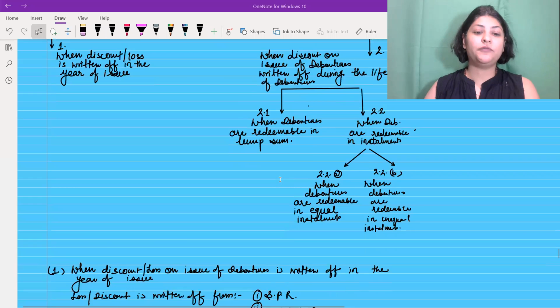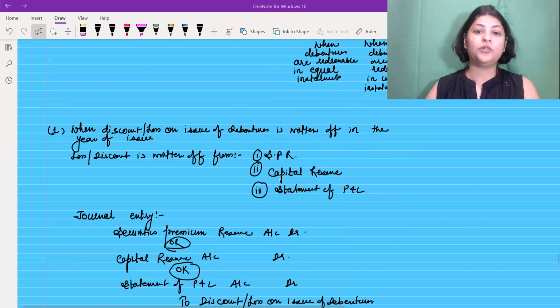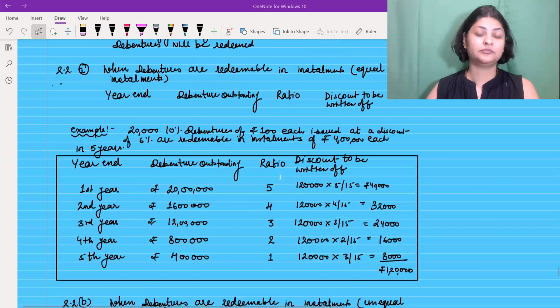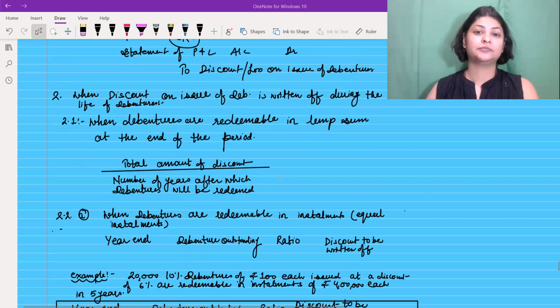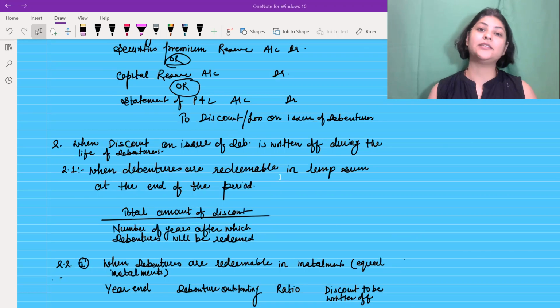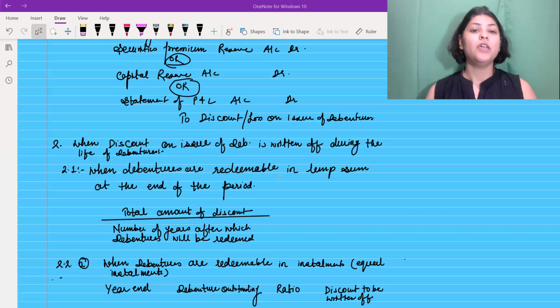So let me tell you first of all this, when discount on issue of debenture is written off during the life of debenture, how do we pass the entries? The entries are going to be the same, like we did when discount on issue of debenture is written off in the same year of issue. We have to see if the balance of security premium reserve is available, we'll use it. If balance of capital reserve is available, we'll use it.